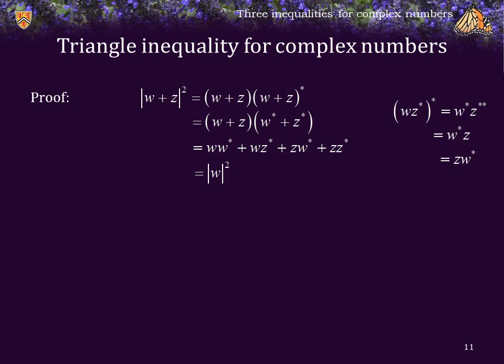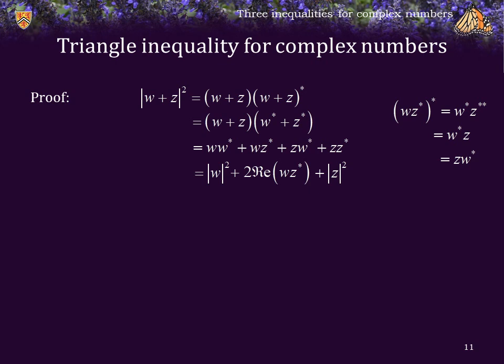You will recall that z plus z conjugate is twice the real part of z. Well, in this case, we have w times z conjugate plus its entire conjugate. Therefore, the sum of those two values is twice the real part of w times z conjugate. All right. Now, the third term is just the absolute value of z squared.